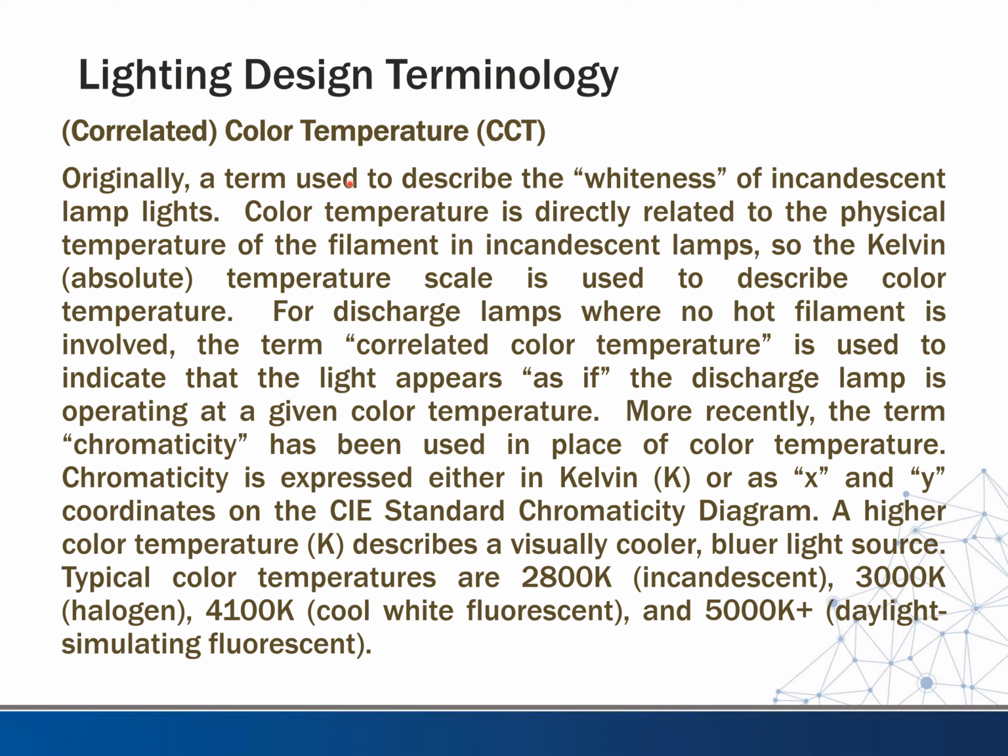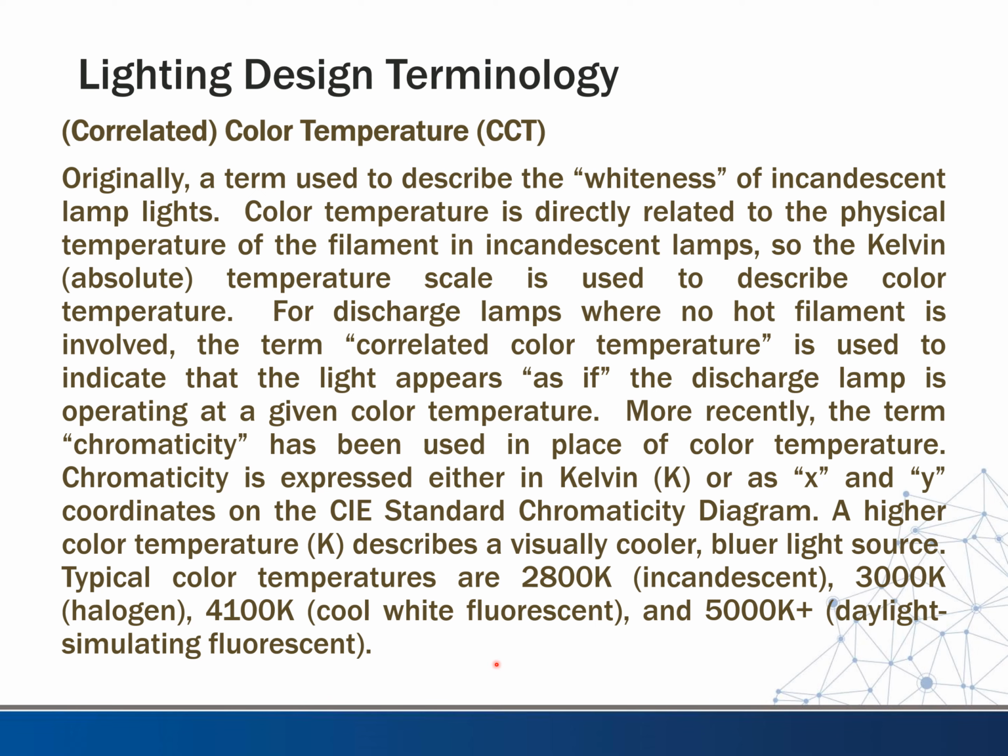So color temperature, which this definition has expanded to correlated color temperature. Originally a term used to describe the whiteness of incandescent lamp lights, color temperature is directly related to the physical temperature of the filament in incandescent lamps. So Kelvin, which is the absolute temperature scale, is used to describe the color and temperature.